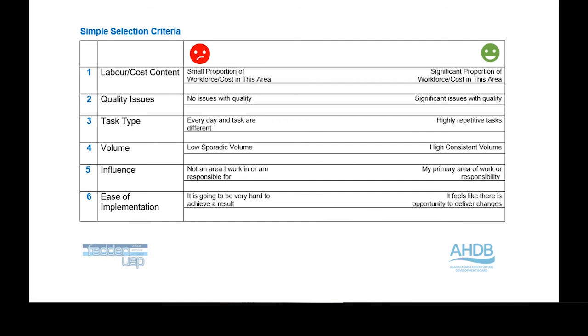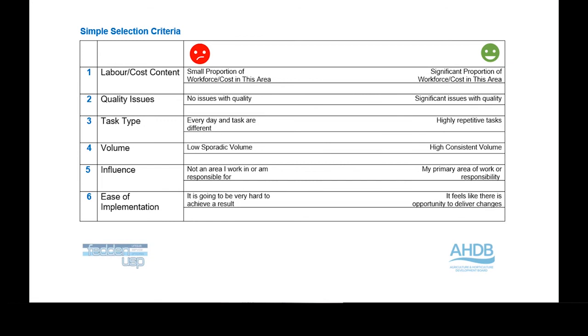So these aren't strict rules. These are just ideas about where generally are good areas to select. So clearly the first one being that labor and cost content. If there's a significant proportion of your workforce cost in this area, then it's more likely to be a place where you're able to get significant gains. So if there's more labor and more cost, the gains you're likely to achieve are more significant. We often find that where there's quality issues in combination with that is another good area to look at. In terms of tasks and volumes, again, these aren't hard and fast rules, but generally repetitive tasks, high consistent volumes are better.